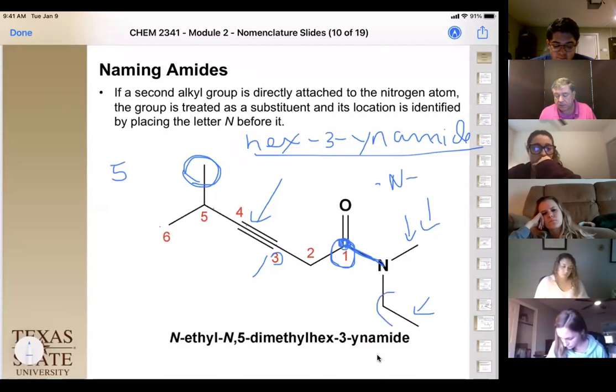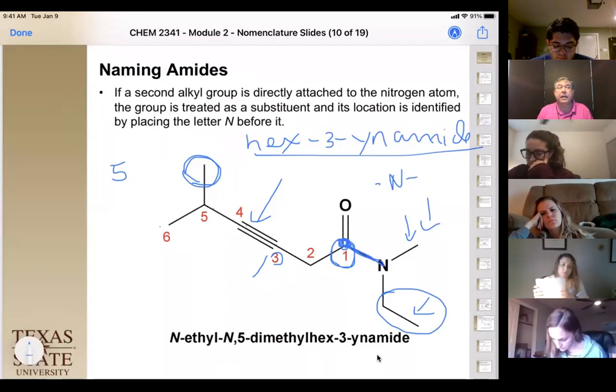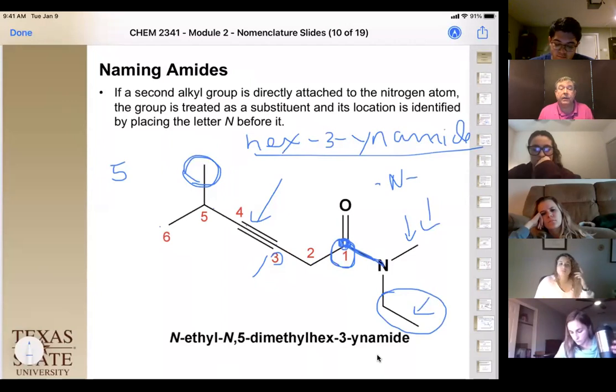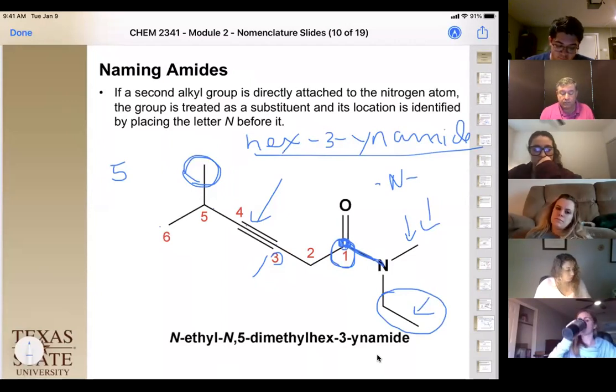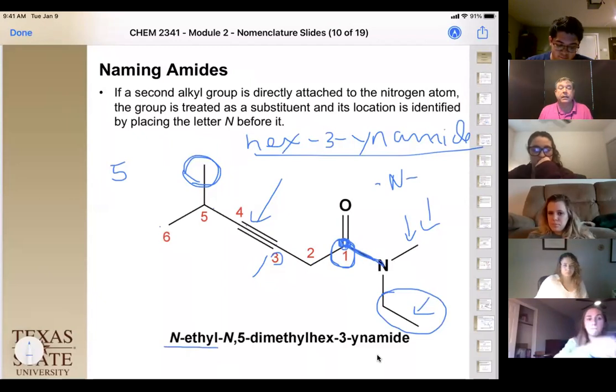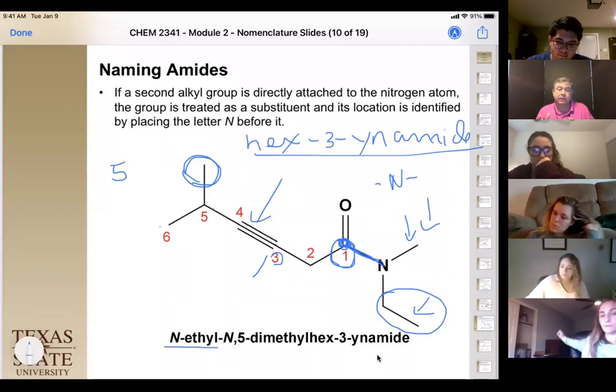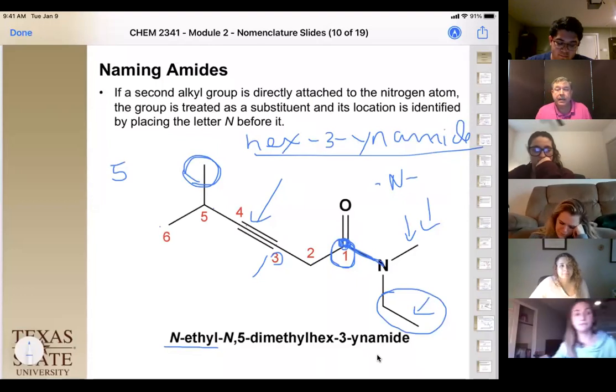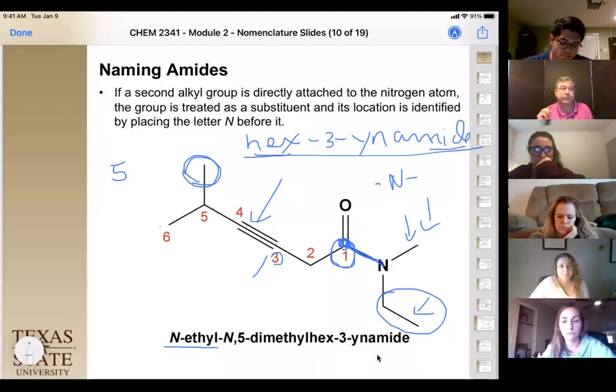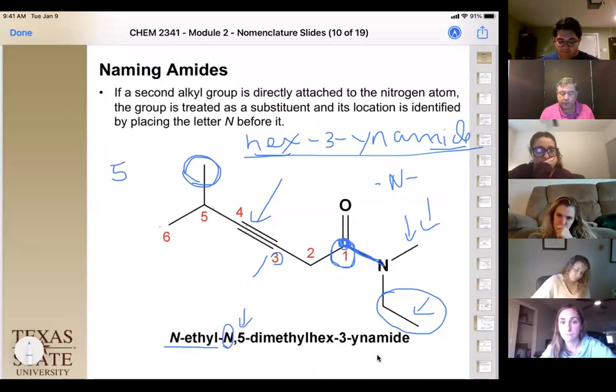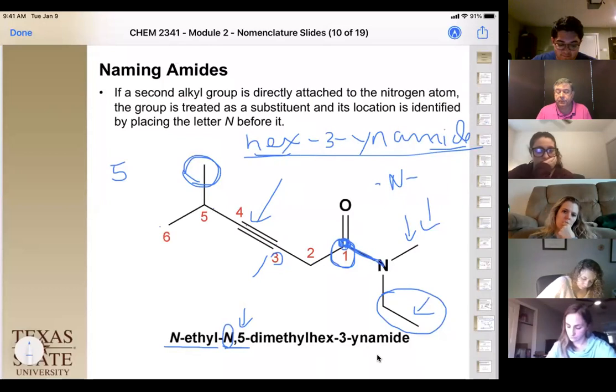Now we have another substituent here on the nitrogen, and that's an ethyl group. And so what we'll have here is ethyl comes before methyl. So the first thing is N-ethyl, dash, N,5-dimethyl, and then our hex-3-ynamide. So again, we're just using that same set of rules to get things that seem to be more and more complex. Okay. So then the N does come before the numbers on these, by the way. So just in case.